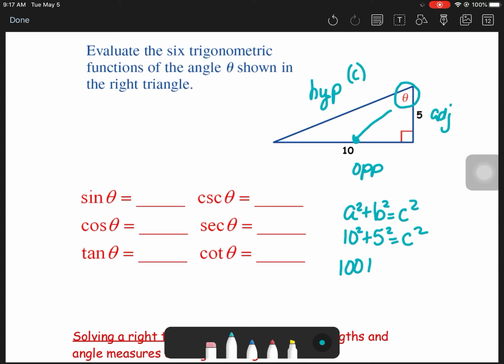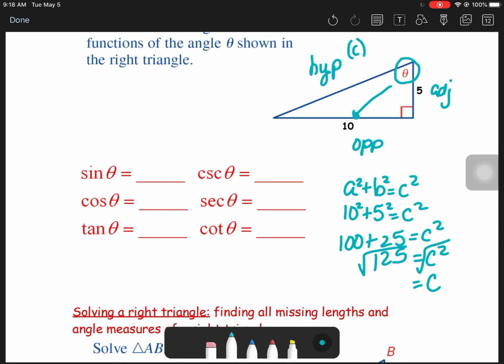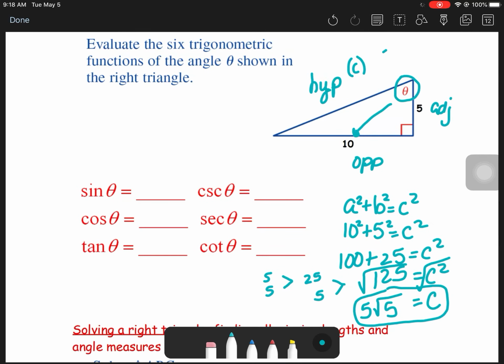So 100 plus 25 equals c squared. So we have 125 equals c squared, and we take the square root of both sides. And if we make a factor tree for 125, there would be 25 times 5 and 5 times 5. So we could bring a 5 outside, and then we would have a 5 inside. So our c value, which is our hypotenuse, is 5 square root of 5.